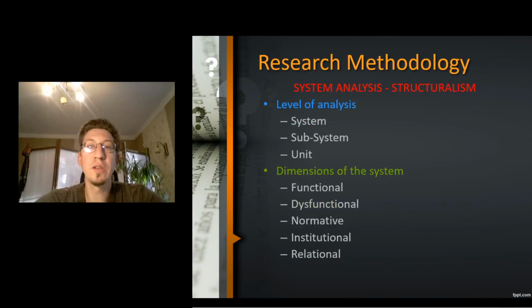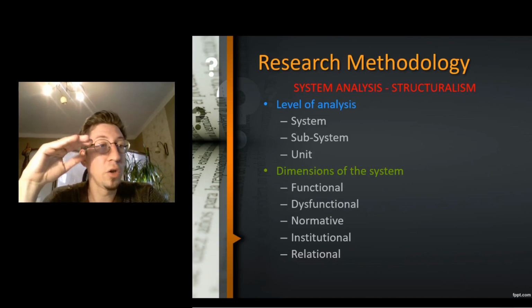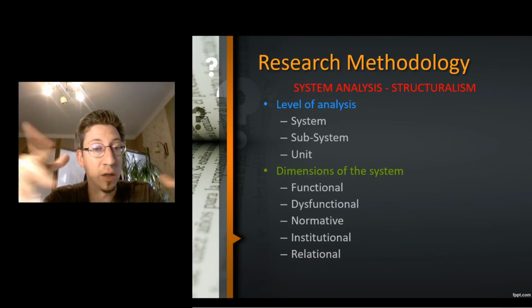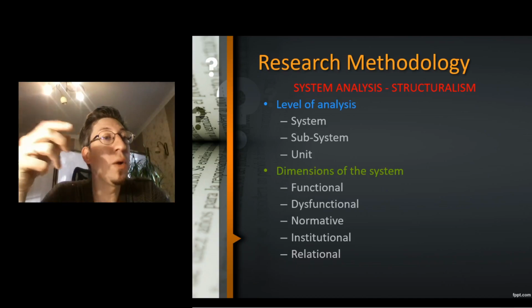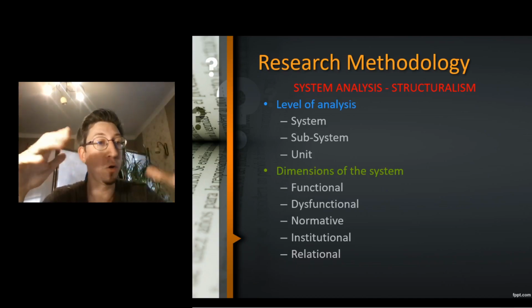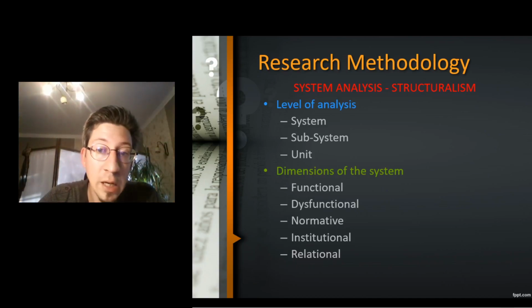When you, for instance, are doing system analysis or using structuralism, you also have different levels of analysis. You can look at the wider system, create a theoretical system in order to analyze and hypothesize the relationship between its different elements. You can look at subsystems like middle range theory, or you can look at the behavior of a certain unit within a larger structure. And then you have different elements you can analyze.